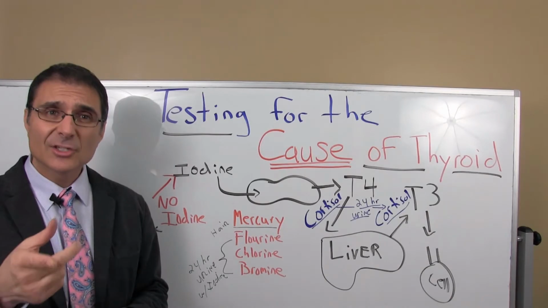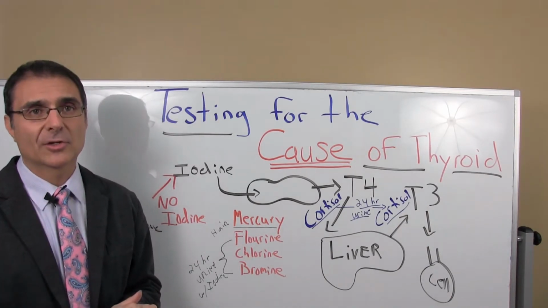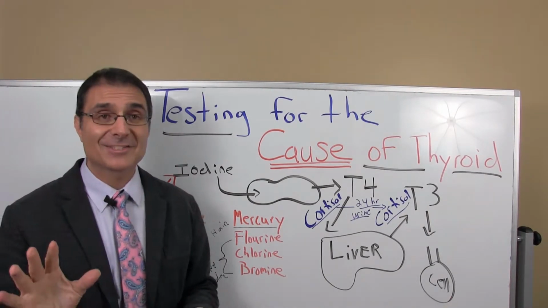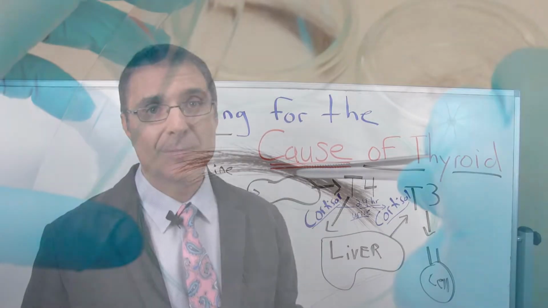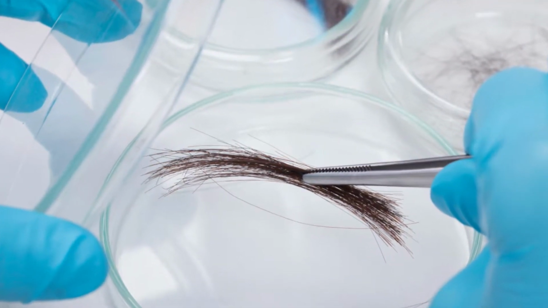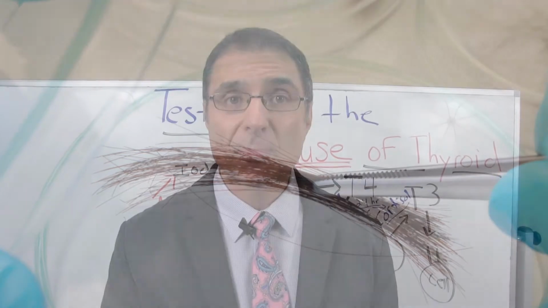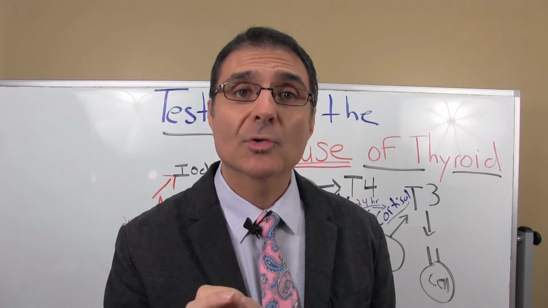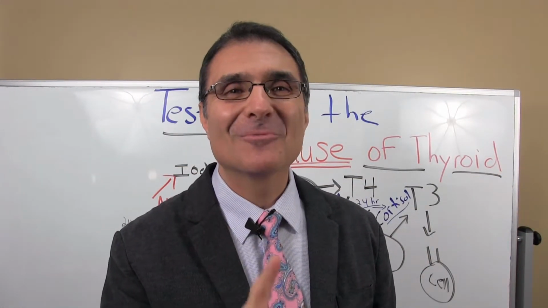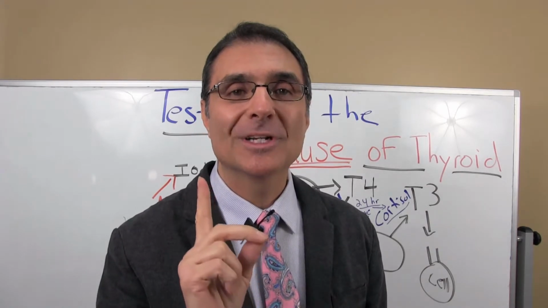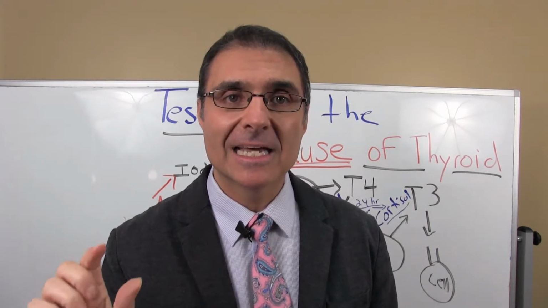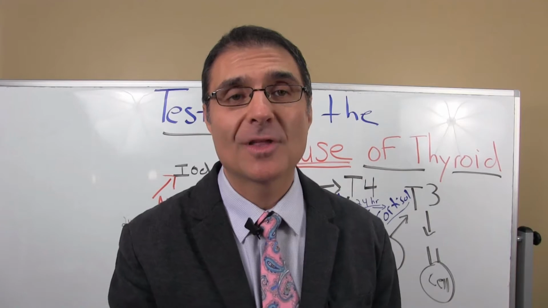No. Urine? Urine can be okay if you're doing it correctly. A great way to test for that, very simply, is hair. You just take your hair, send it out to the lab, and the lab will assess whether there's a mercury toxicity. Because mercury will impede the iodine's ability to get into the thyroid gland.